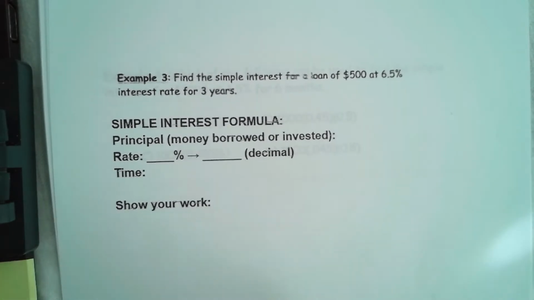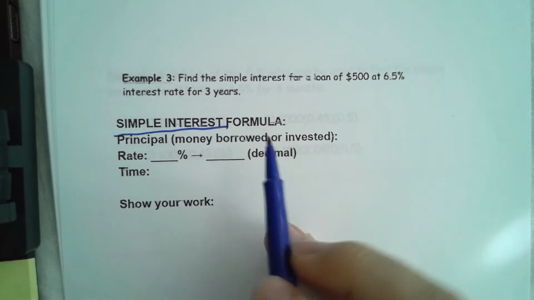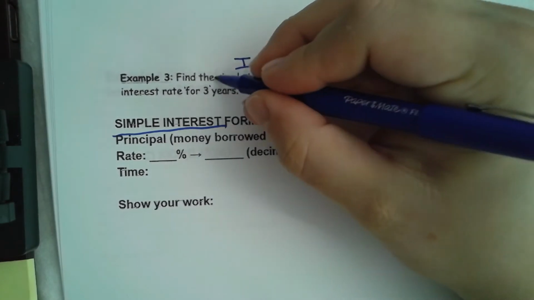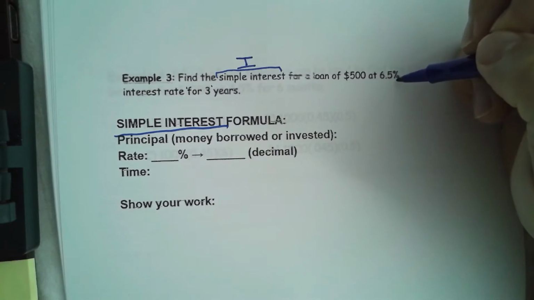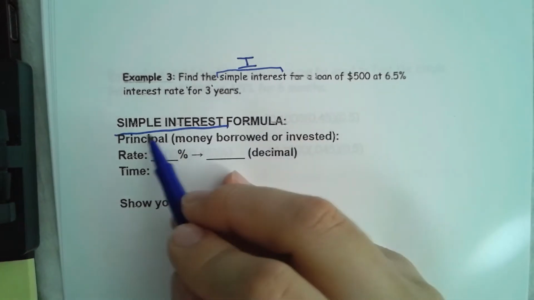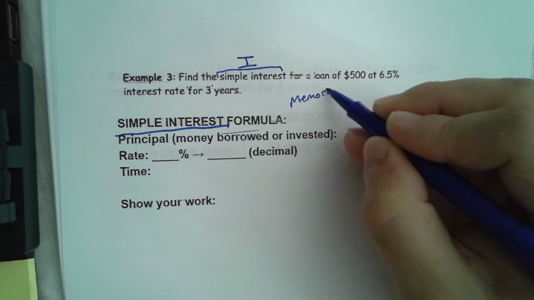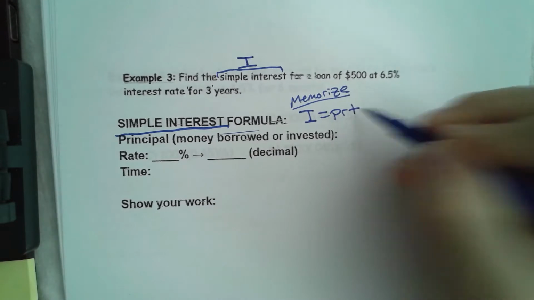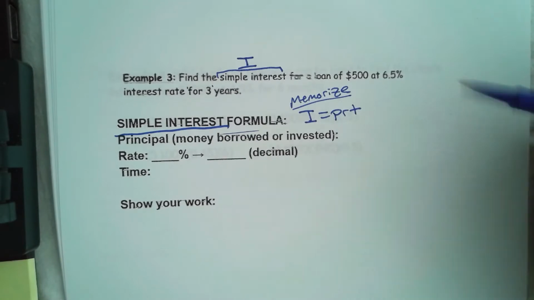Okay, now let's practice finding the simple interest, okay? Find the simple interest. Simple interest means I, okay? For a loan of $500 at 6.5% interest rate for 3 years. First we need to write the simple interest formula. You need to memorize this, okay? Don't forget. It's really easy. I equals PRT, okay? We're calculating the simple interest.